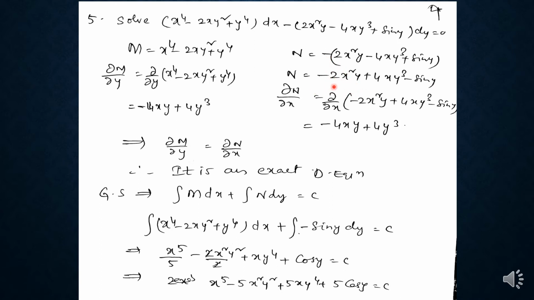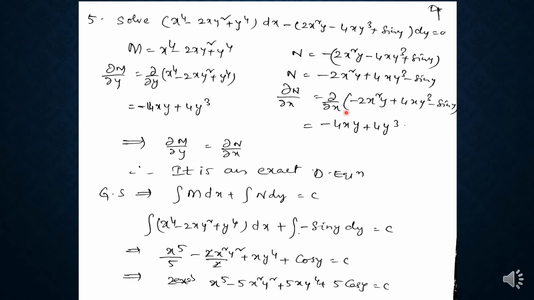Now find the partial derivative of N with respect to x. ∂N/∂x is equal to ∂/∂x of (minus 2x square y plus 4xy cube minus sin y). While differentiating with respect to x, y is the constant.